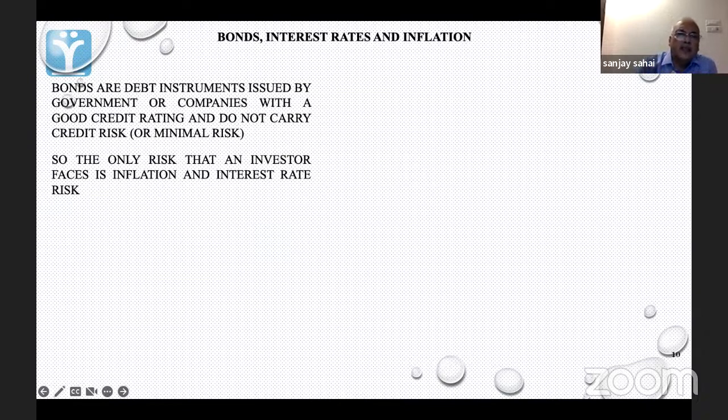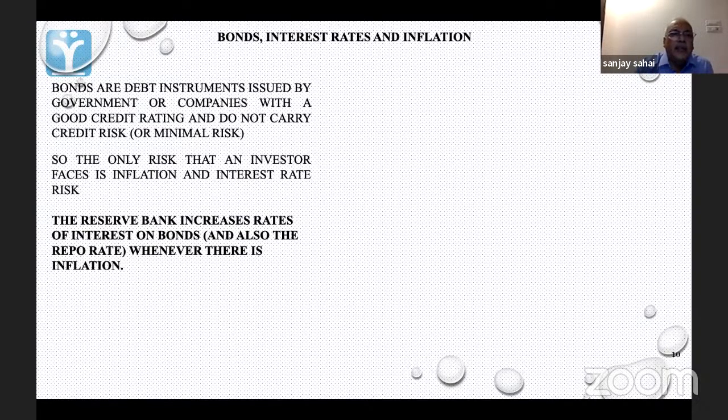There are two risks. One is the risk of inflation and the other is the interest rate risk. Inflation, all of us understand. Whatever money I will get by way of interest on the bond, that will have less purchasing power, so that will be less valuable. So inflation is eating into the return I am getting. Now, there is a theory in economics which is generally accepted.